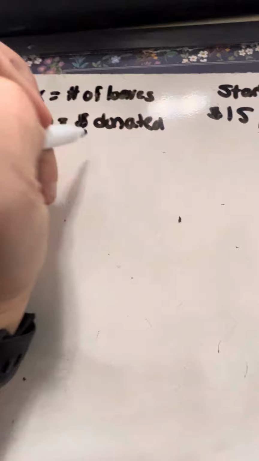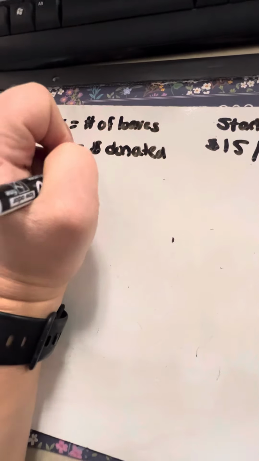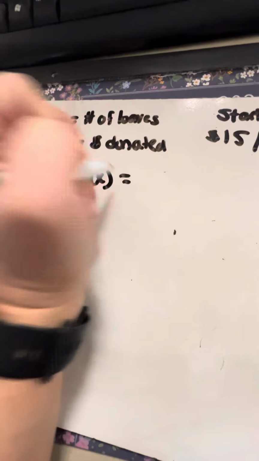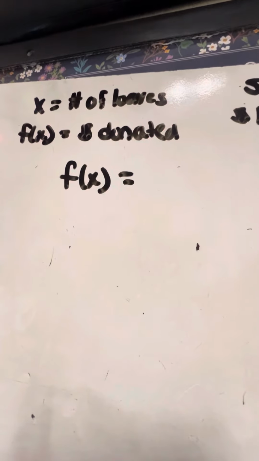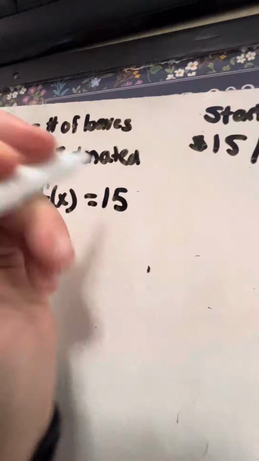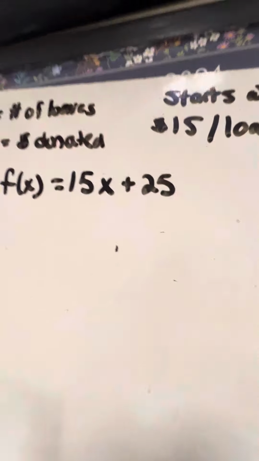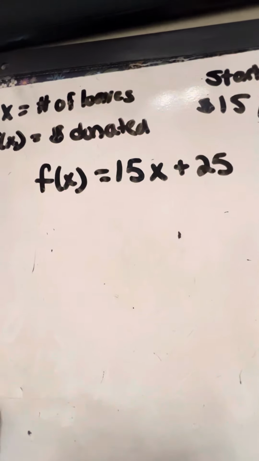So we're going to start off by writing the equation here. Instead of y equals mx plus b, we are going to start this off with f of x, which is the same thing as y. It's just written in function notation. So we have $15 per loaf, so that is our slope, 15. And then x is our number of loaves that we are selling, which is right here. So we're going to put that next to it. And then our starting value, which is $25 as she currently has.